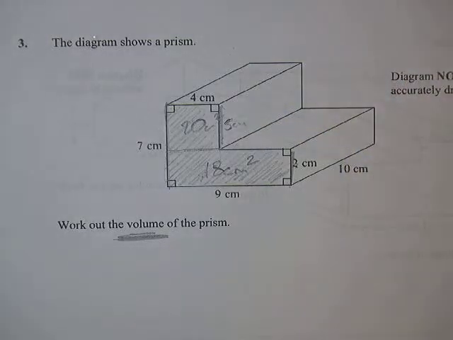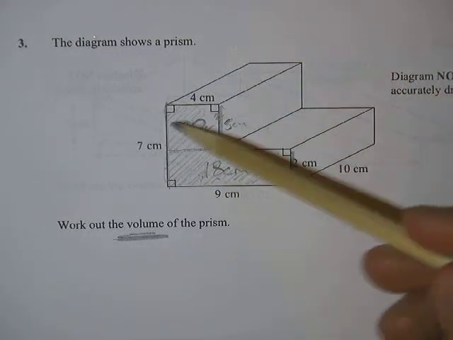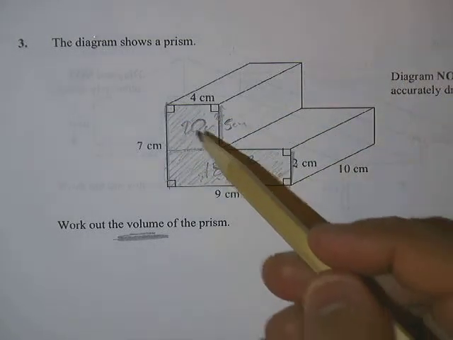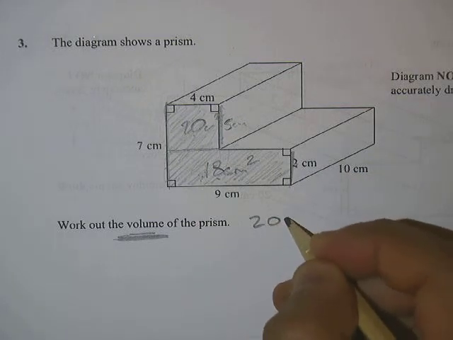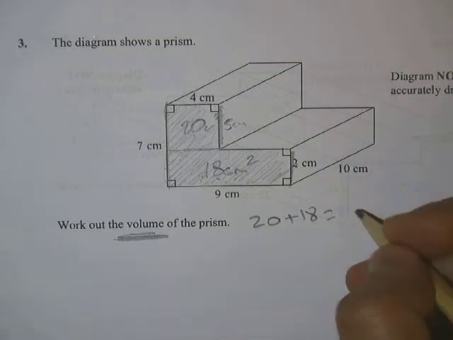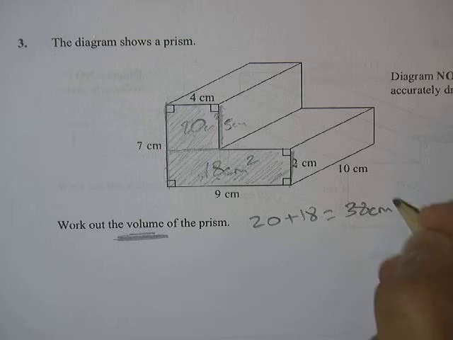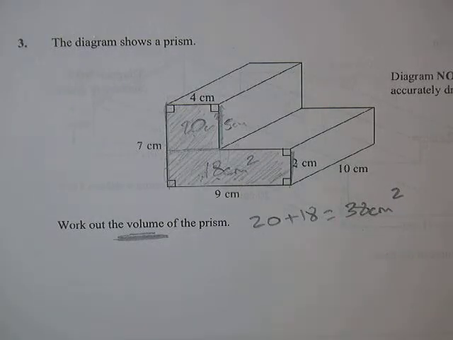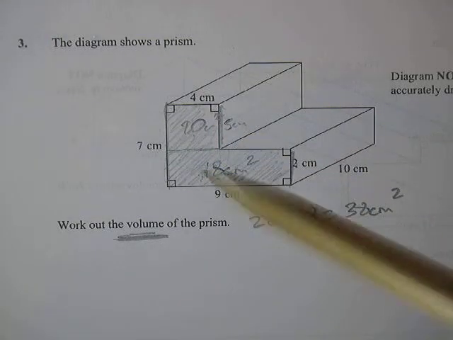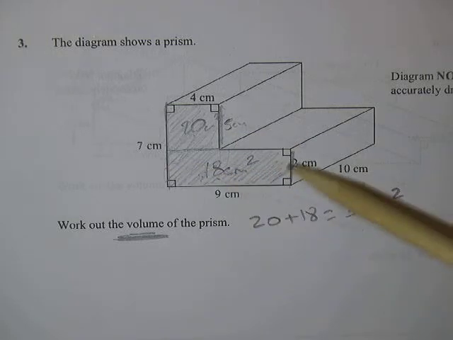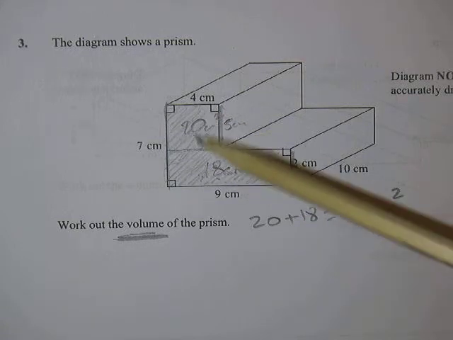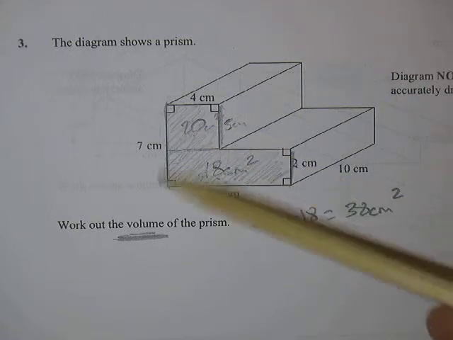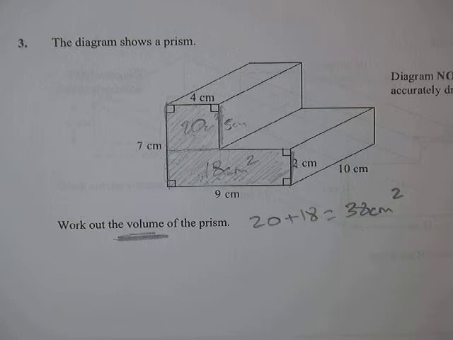So we're going to add up both areas to get the total area of the cross section. So we do 20 plus 18 and we get 38 centimetres squared. Only difference was the cross section there was an L shape. We knew it was a compound shape. We split it into two shapes and we can work out the area of each one of those shapes. Add it together, we get the total area of the cross section, even though it is an L shape.